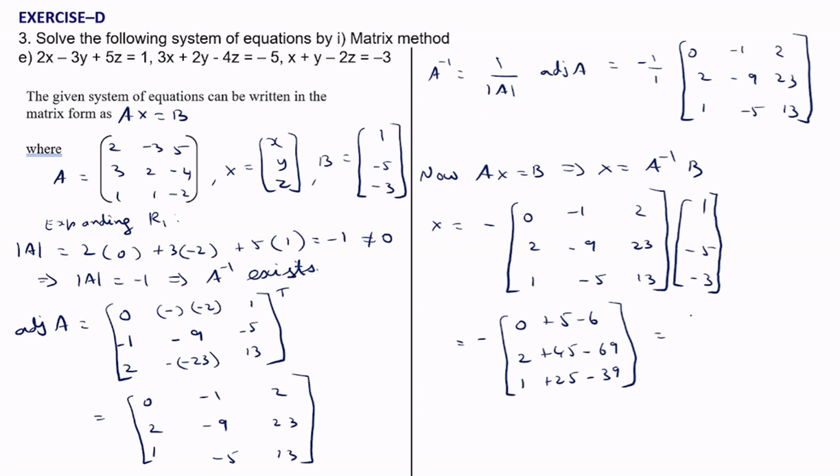So this is 5 minus 6 is minus 1, minus of minus 1 plus 1, and here it is 47 minus 69, it is minus 22, there is one negative sign outside, it is plus 22, then 26 minus 39, minus 13, plus 13. Therefore, x equal to 1, y equal to 22, and z is equal to 13. So this is the solution for this given system of equations.